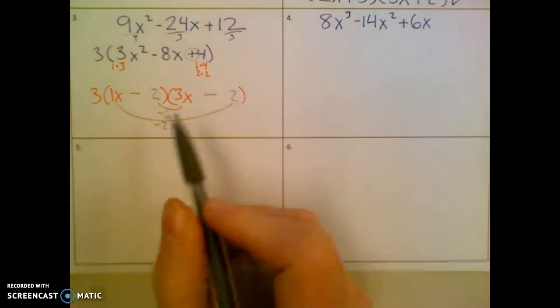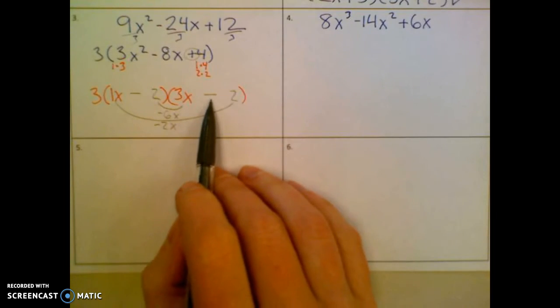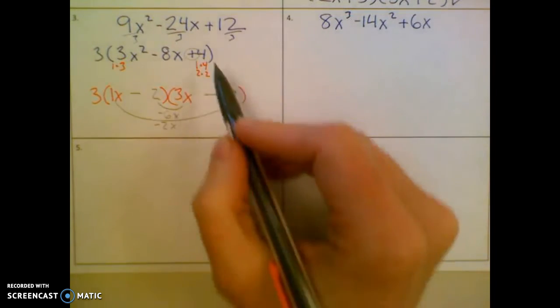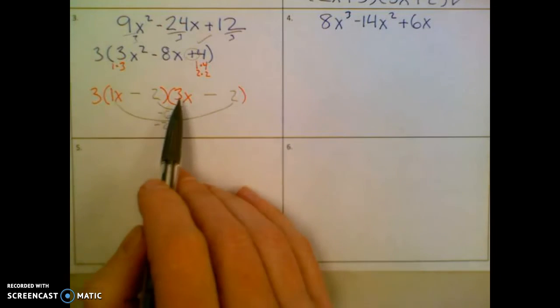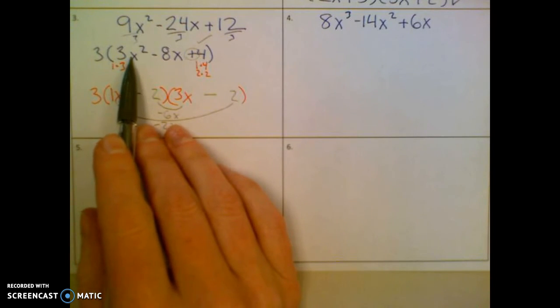Always check your sign. Does negative 2 times negative 2 give me a positive 4? Yes, that guy's fine. Let's go ahead and just check the rest while we're at it. Does 1x times 3x give me 3x squared? Yes.